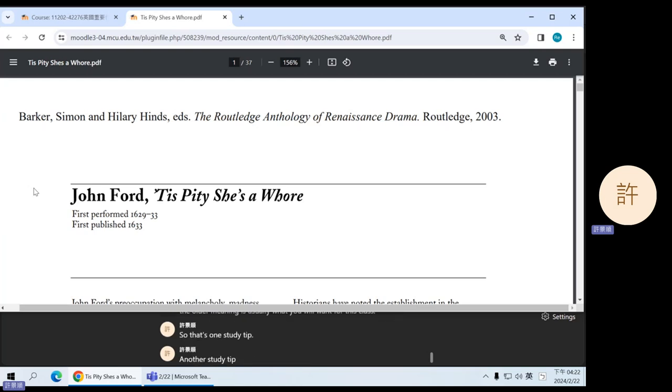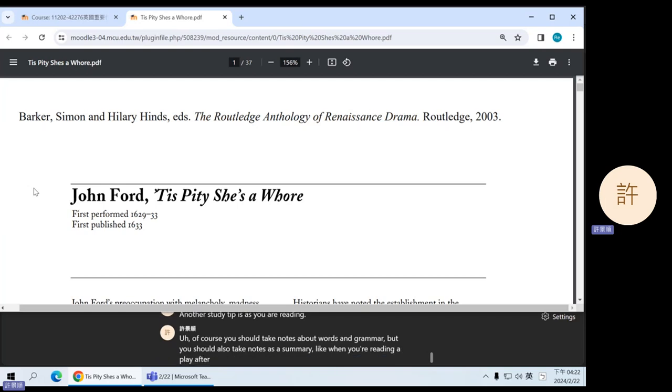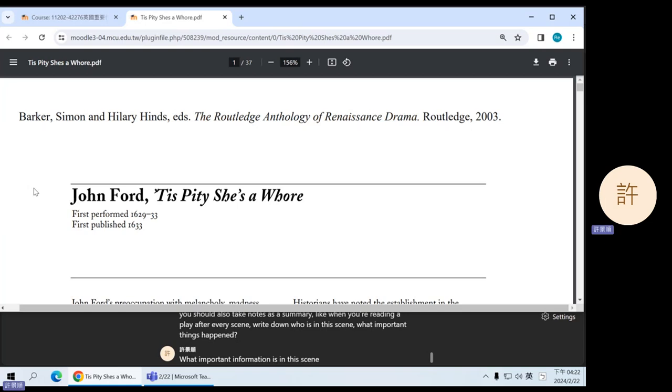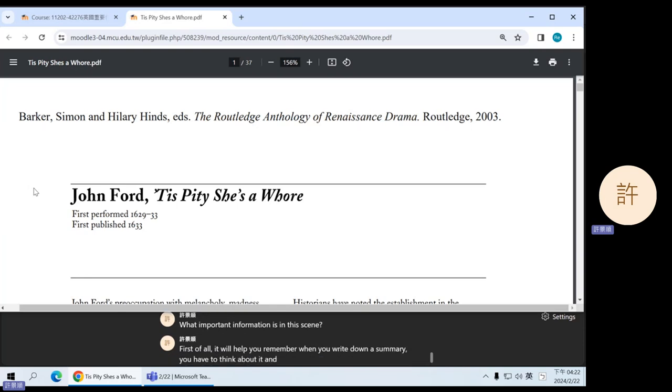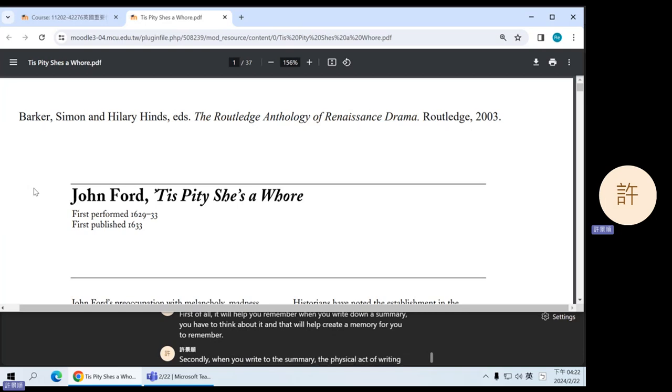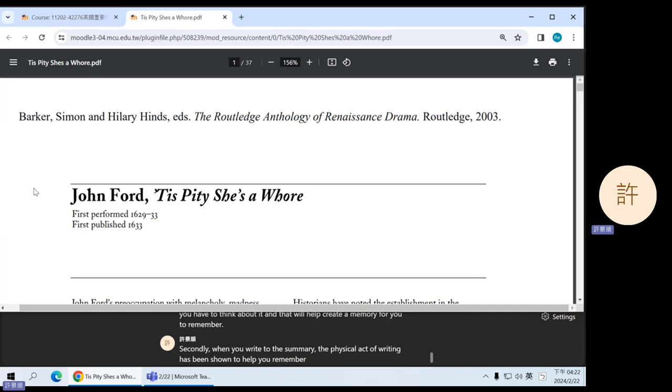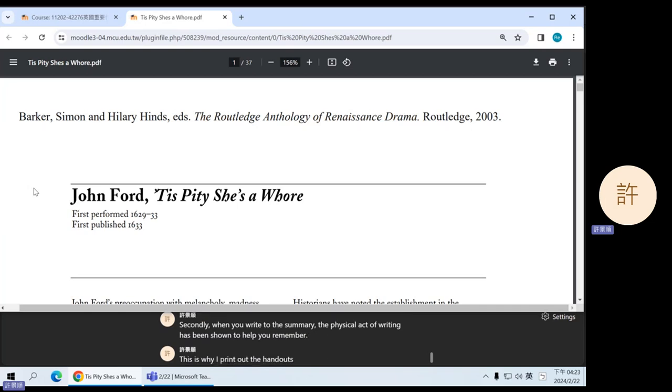Another study tip is, as you are reading, of course, you should take notes about words and grammar, but you should also take notes as a summary. Like when you're reading a play, after every scene, write down who is in this scene, what important things happened, what important information is in this scene. First of all, it will help you remember. When you write down a summary, you have to think about it, and that will help create a memory for you to remember.